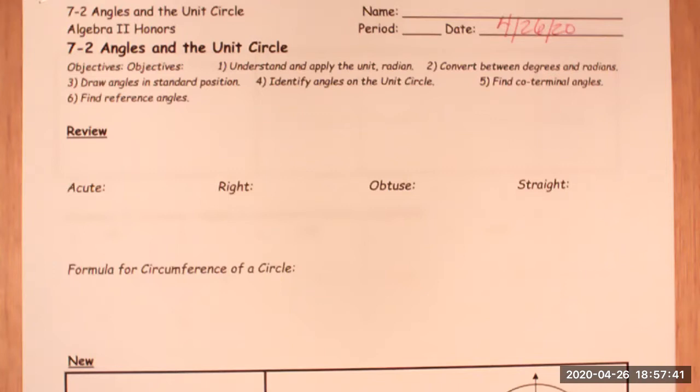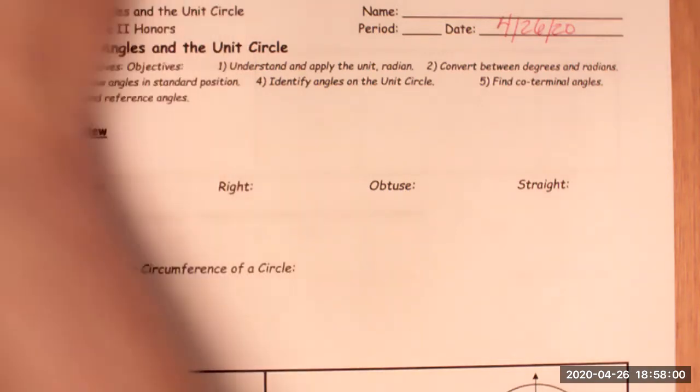We're going to be learning how to draw angles in standard position on the coordinate plane. We're going to identify angles on the unit circle, and we're going to be learning also about coterminal angles and reference angles. Okay, so in order to do this, first we're going to do a little bit of review.